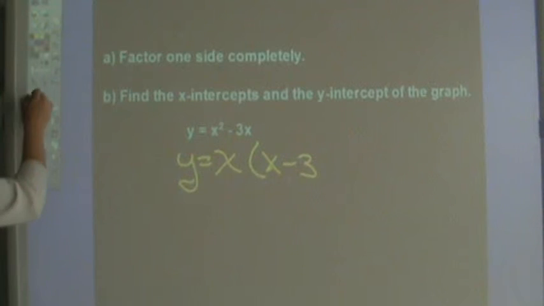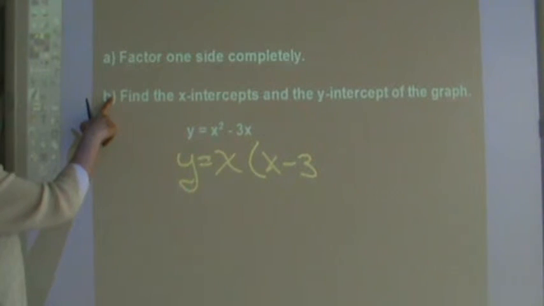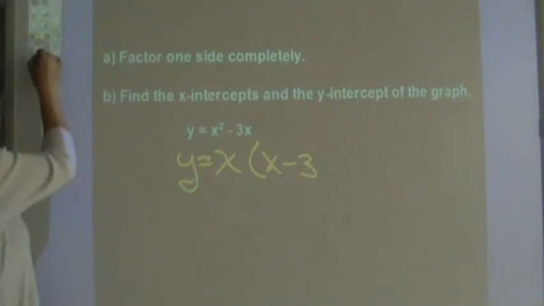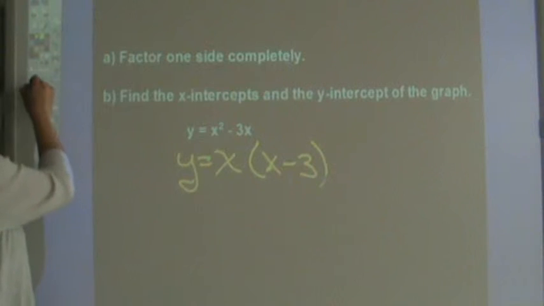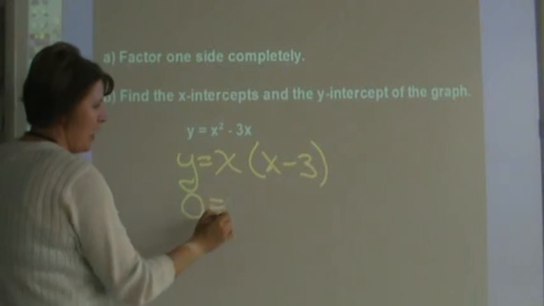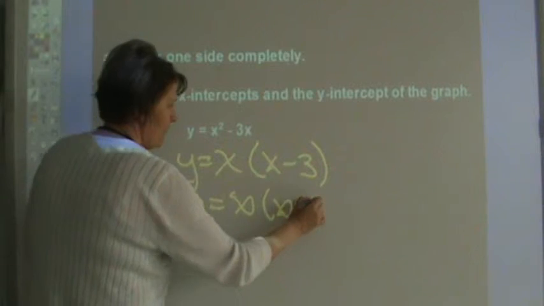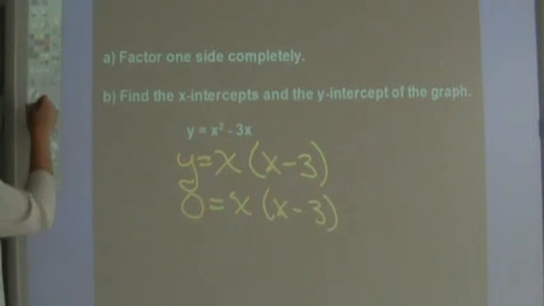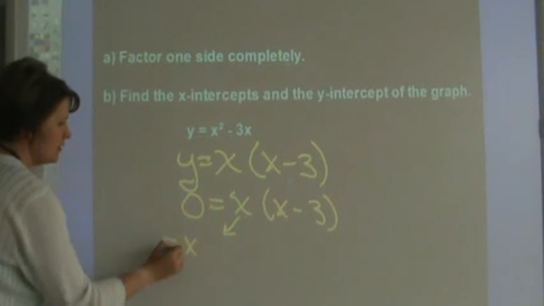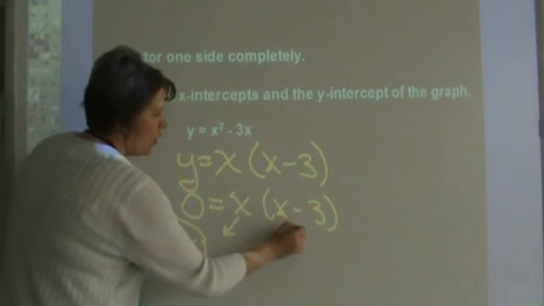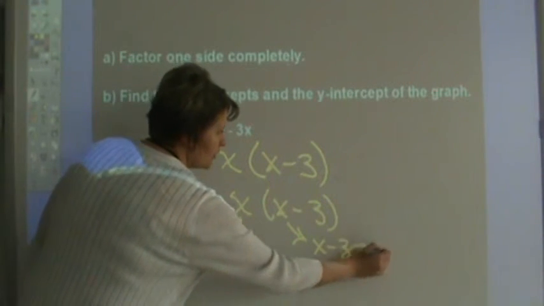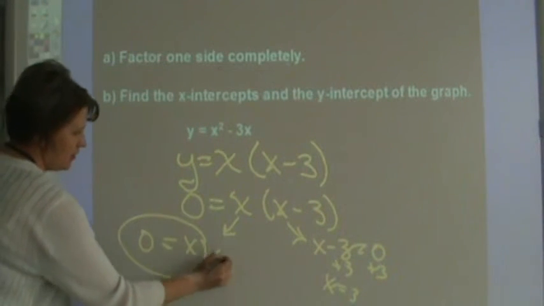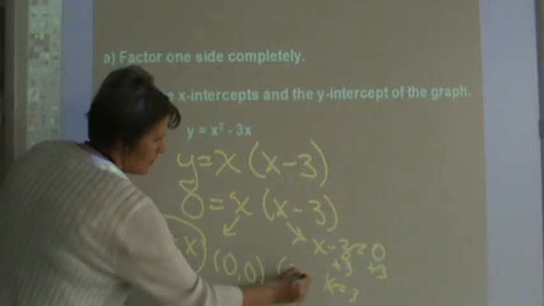Okay? And then we want to do b, which says find the x-intercepts and the y-intercept of the graph. Okay, we've done this, all right? Here, let me put a parenthesis on there. This is where we split it. So you set 0 in for y. Okay? And then remember we split it. So we said either x has to equal 0, that's one of them, or x minus 3 has to equal 0. So x-intercept would be 3. So I have 0, 0, and I have 3, 0.